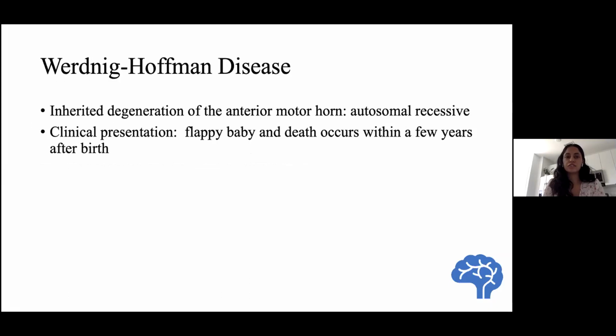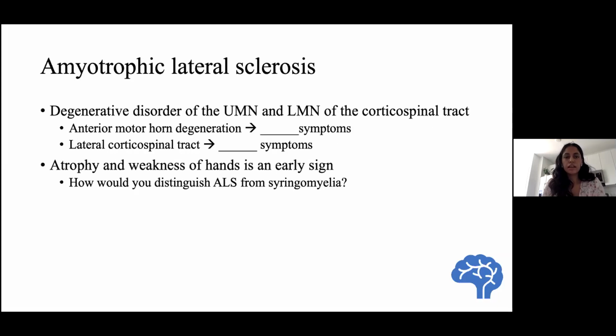This, in contrast to Werdnig-Hoffmann disease, tends to be more of an inherited disease. This is going to be a baby that's born with anterior motor neuron damage, it's autosomal recessive. And just like an adult would present with lower motor neuron signs, now you have a baby presenting with these signs. So that's one way you can differentiate the two.